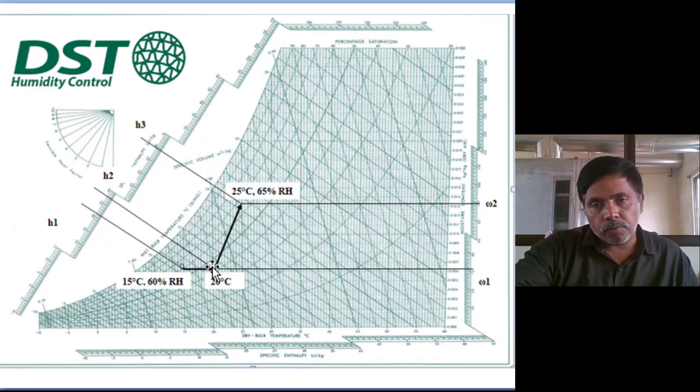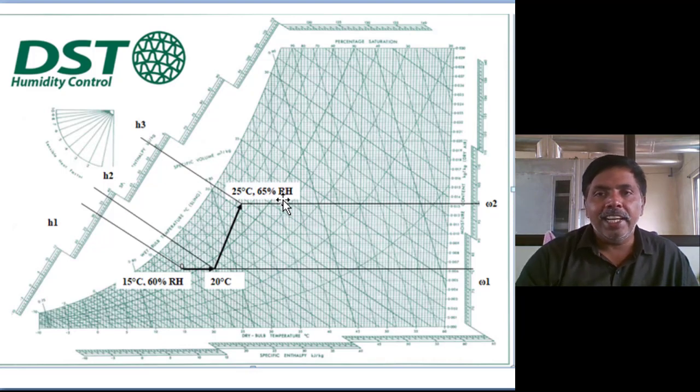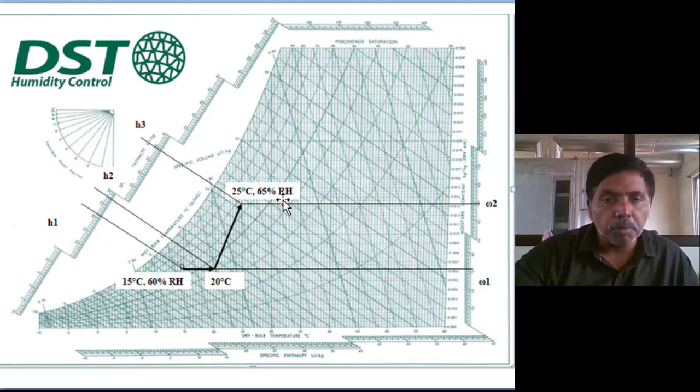And next, heating and humidification. Up to what temperature are we moving? From 20 degrees to 25 degrees and 65% relative humidity. Mark the point and determine the enthalpy. In heating and humidification, the heat added is H3 minus H2. In sensible heating, the heat added is H2 minus H1.